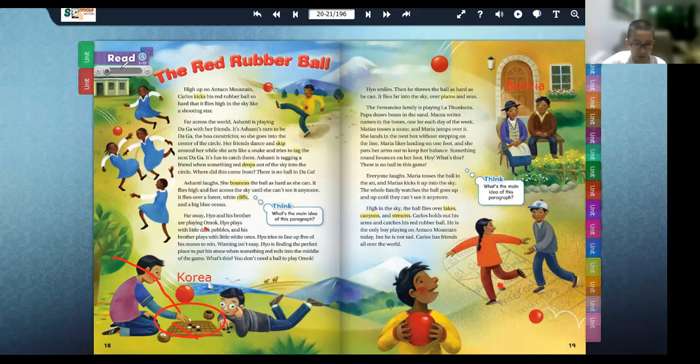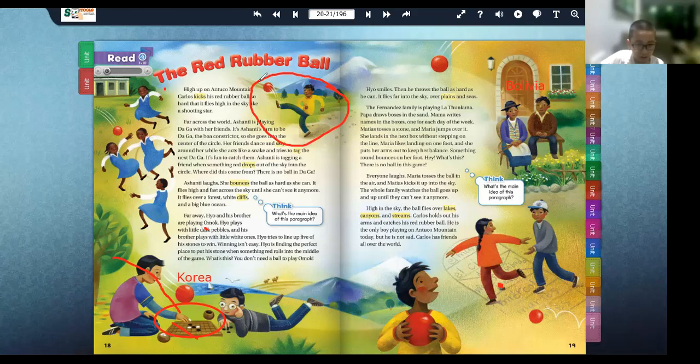Now, so the red rubber ball of, what's his name again? Okay, Carlos. So the red rubber ball of Carlos traveled all around the world, from Antuco Mountain to all over the world. What country? It's Ghana, Korea and Bolivia. Okay, very good.